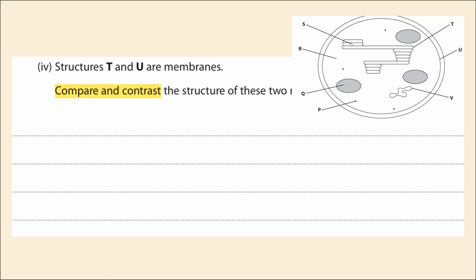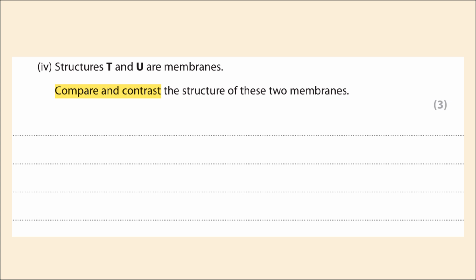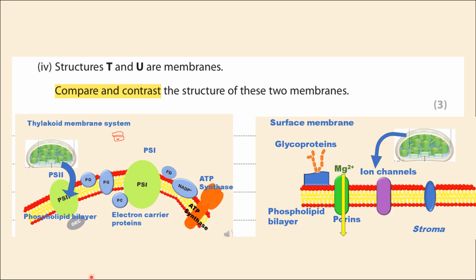Now let's revisit what we have learned about these two membranes. Looking at the thylakoid membrane T, we observe that it has a flattened disc-like shape in contrast to the smooth outer shape of the inner membrane. And both membranes share some similarities. You can see they are composed of a phospholipid bilayer and they contain some types of proteins. For example, the thylakoid membrane contains ATP synthase and electron carrier proteins, while the inner membrane contains some protein channels.